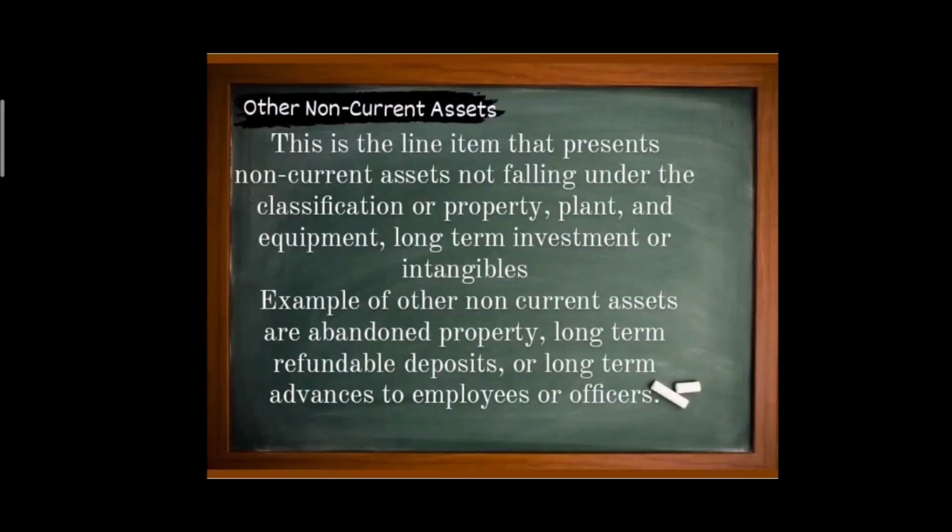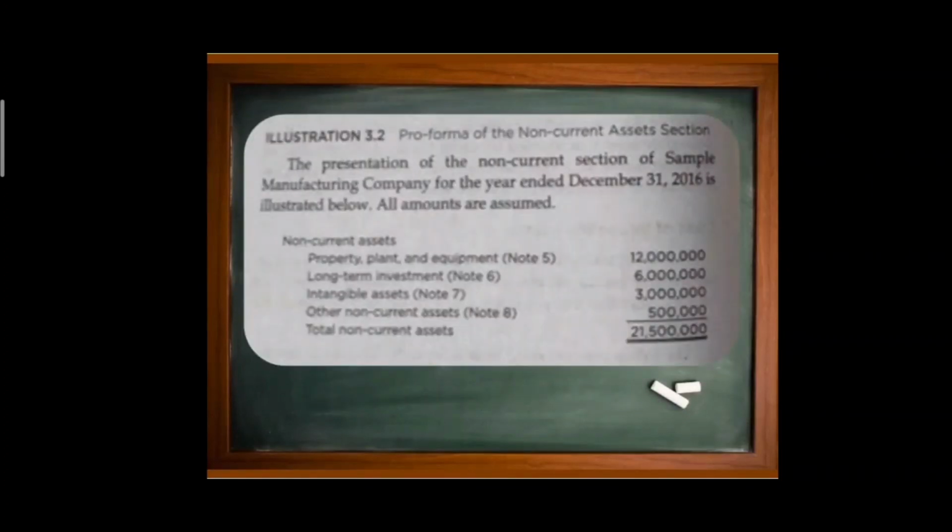Kapag sinabi natin ng current asset, ito yung mga long-term asset na di madali o hindi basta-basta nako-convert sa cash, like real estate, equipment, investment of the company. Ang pinakamagandang example ng current asset ay ang mga katulad nito, property, plant and equipment, mga tangible asset, intangible asset.